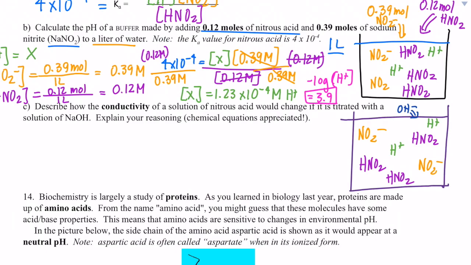Part C asks you to describe how the conductivity of a solution of nitrous acid would change if it was titrated with a solution of NaOH. Explain your reasoning. So let's start by drawing our chemical equation.